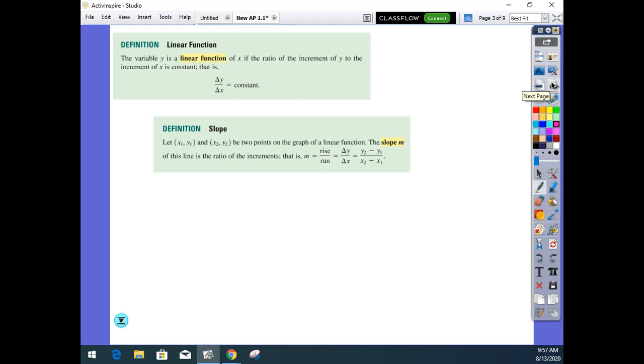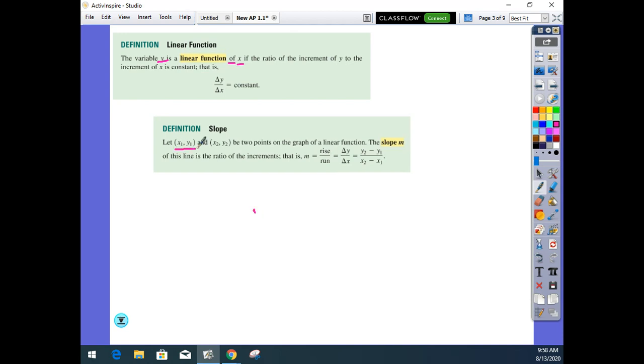All right, so here's some definitions. If you need to pause this to get the definitions copied, try and always copy what makes sense. If you need to do word for word, that's fine. If you need to just get the gist of it, that's fine. These are your notes. So your variable y is a linear function of x if the ratio of the increments of y, change in y over change in x, is constant. So that's your slope. If there's a constant slope, it's linear, which then leads us right into slope.